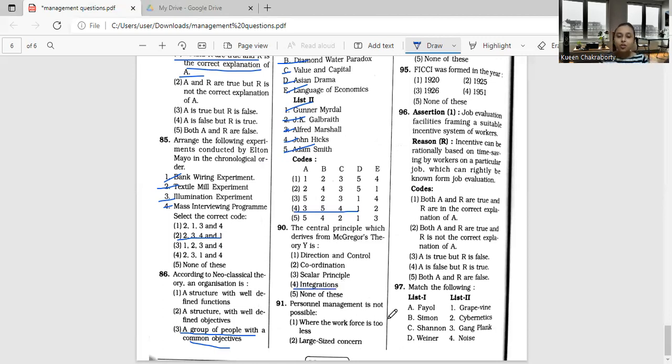See, the central principle of the organization, which derives from theory X, is direction and control through exercise of authority, which has been called the scalar principle. The principle which derives from theory Y is integration, the creation of conditions such that the members of the organization can achieve their own goals best by directing their efforts towards the success of the enterprise. So that was the answer to question number 90, integrations.